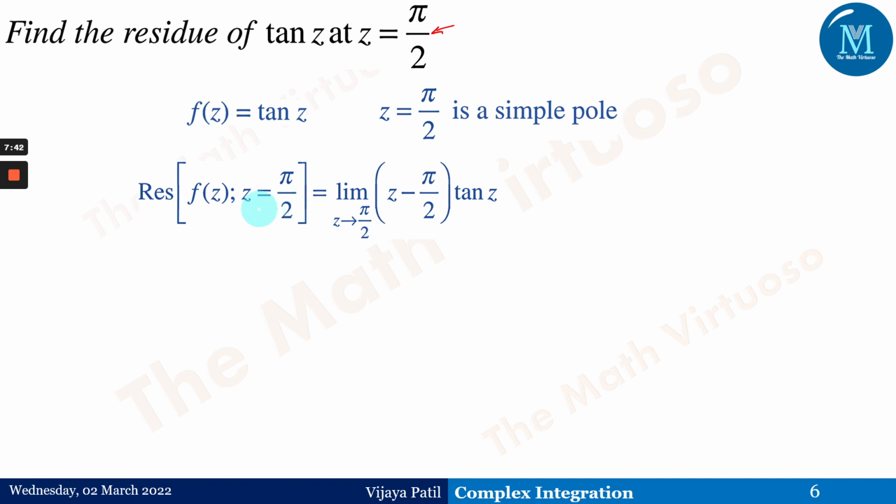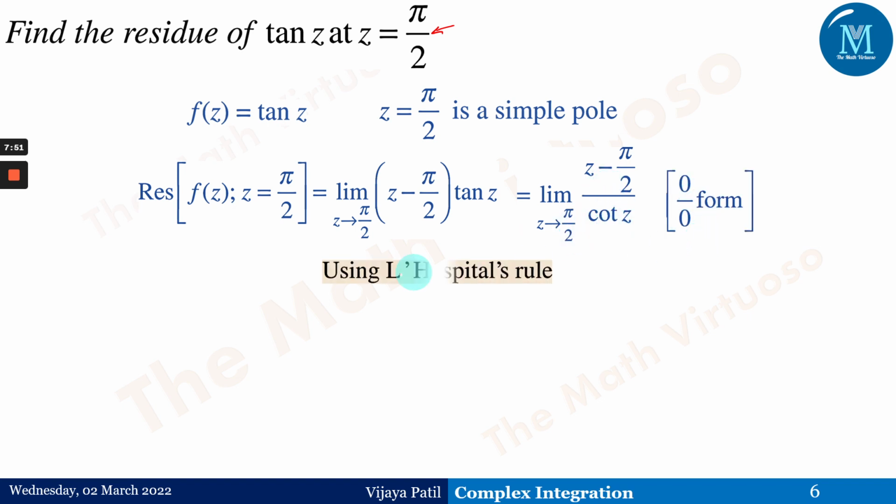So that means this is nothing but here. But if you observe, if I put z equals pi by 2 in the numerator as well as the denominator, we are going to get a 0 by 0 form. That means L'Hospital's rule comes into existence, that is, the differentiation of the numerator and denominator separately.